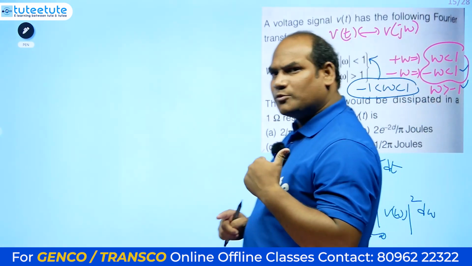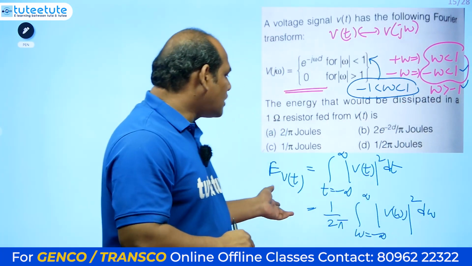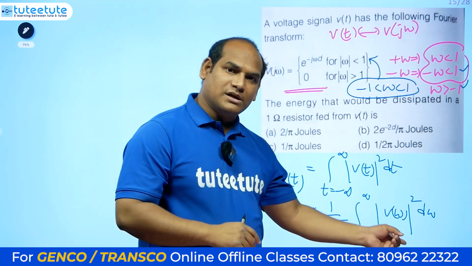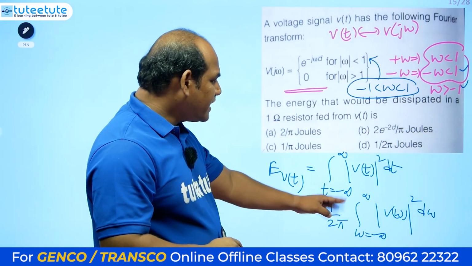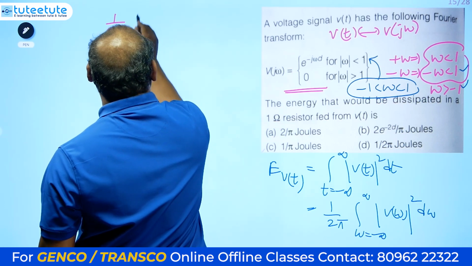If you have v of t, you can apply that. But if you don't have v of t and you have v of omega, you can calculate the energy in a direct method by having this particular formula. Okay, so it is Parseval's theorem from the Fourier transform, 1 by 2 pi. That is what we need to apply. So here I am performing that. So 1 by 2 pi integral.